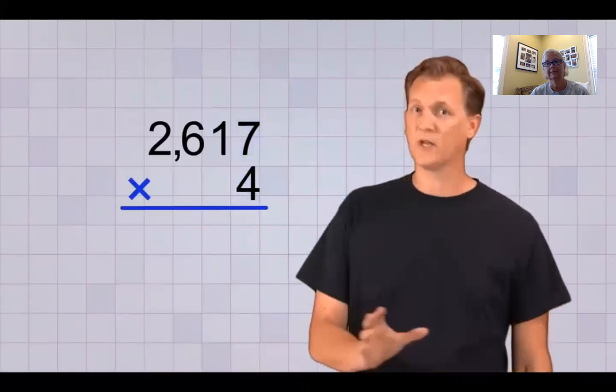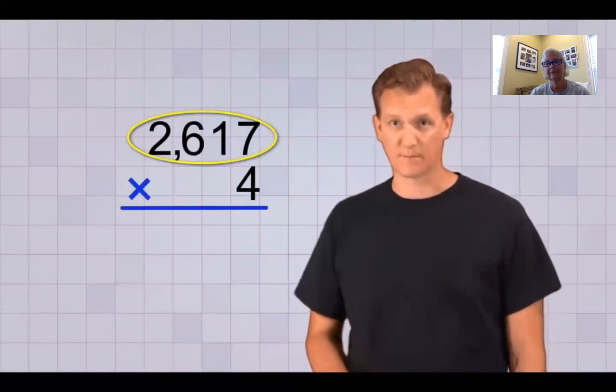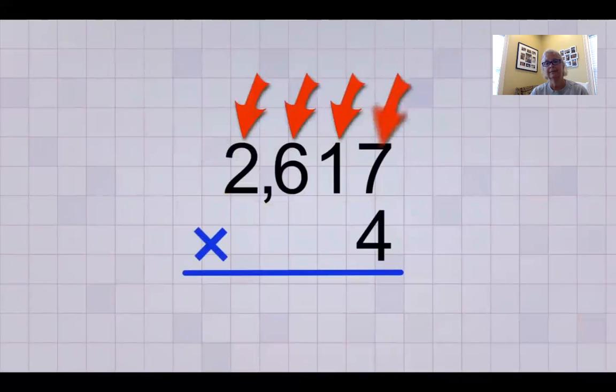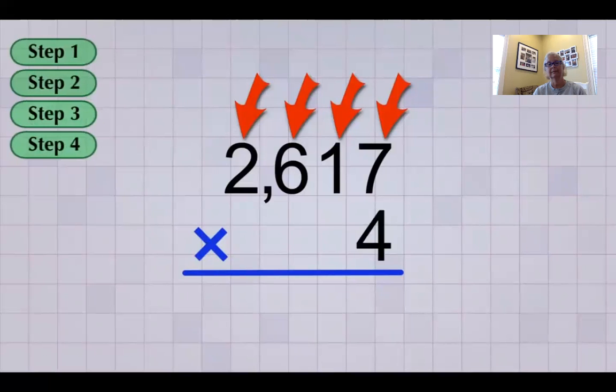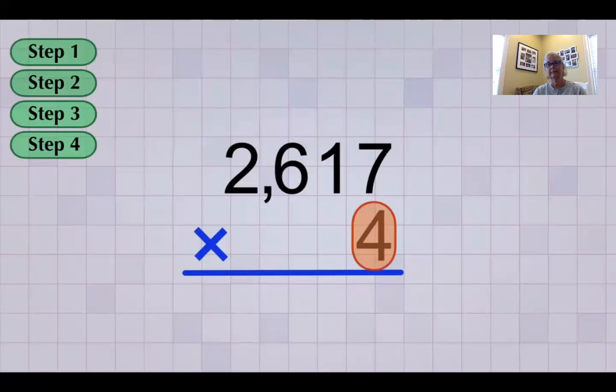Let's multiply 2,617 by 4. Again, we stack our problem with the ones places lined up, and we make sure that the number with the most digits is on top. Because our top number has 4 digits this time, it means we'll break this problem up into 4 small multiplication steps. We'll multiply the bottom digit by each digit in the top number, starting with the ones place on the right and working our way left.